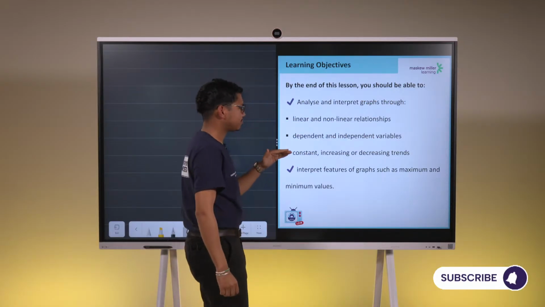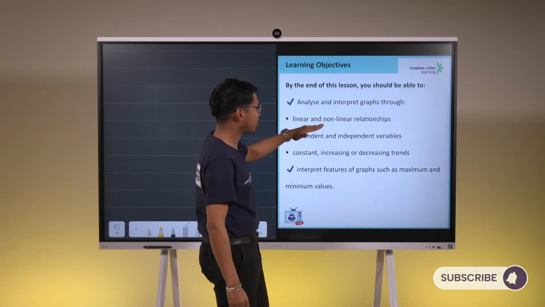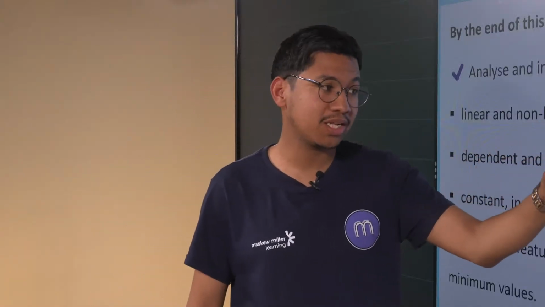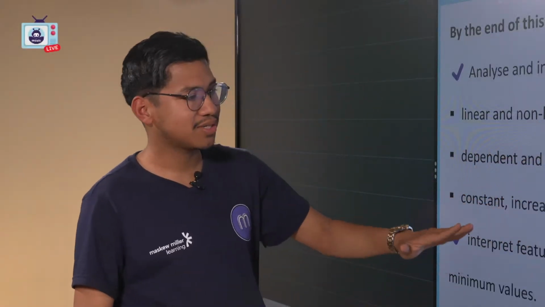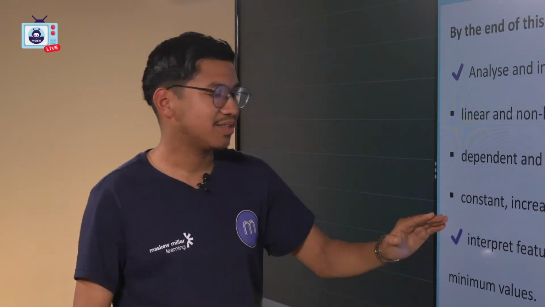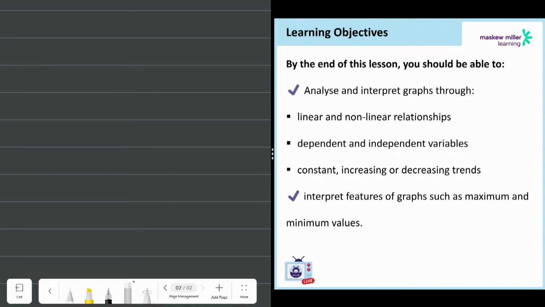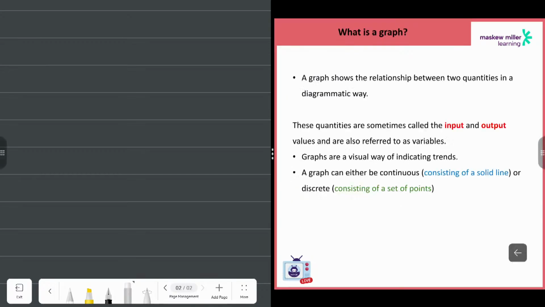So we're going to analyze and interpret through linear and non-linear, through dependent and independent variables, through constant, increasing, or decreasing trends, and then lastly, interpret features of a graph such as maximum and minimum. All these terms which seem unknown to you now, we will bring to light during the course of the lesson.